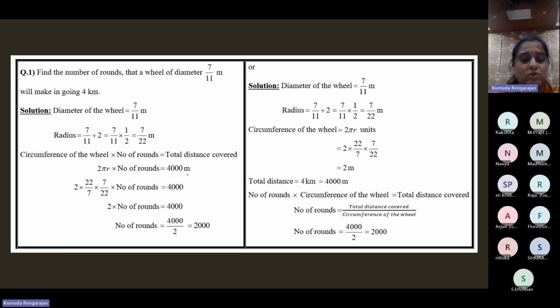But just take care about the units. This is in meters. And here the diameter is also in meters, but the distance was given in kilometers. So you must have both in the same unit. This one is in meters, so convert this also to meters. That's very important. Watch out for the units. The units must be the same throughout the equation.